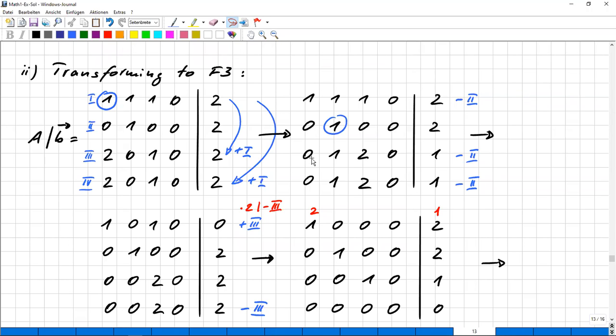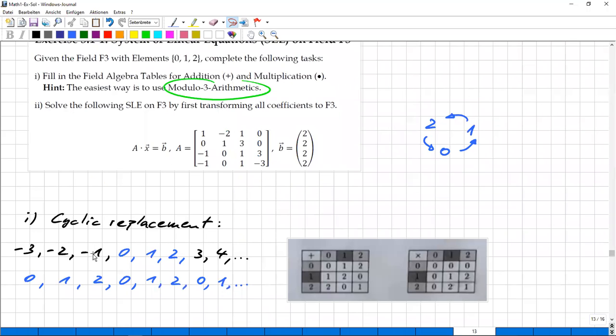So, and then here, the same: 0 minus 0 is 0, 1 minus 1 is 0, this is my elimination. Then 2 minus 0 is 2, 0 minus 0 is 0, 1 minus 2, that's important now, 1 minus 2 is negative 1, but that is cyclic to 2. You see, it must be replaced by 2.